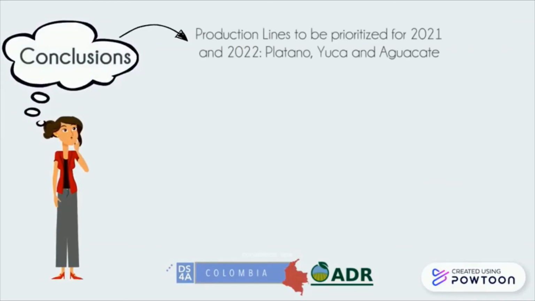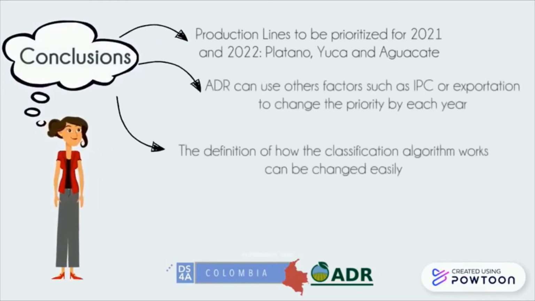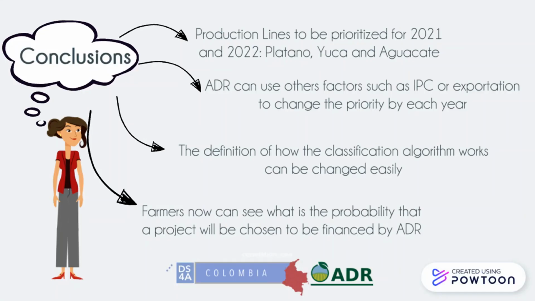And lastly, for those of you who are interested, we now know which lines should be prioritized for the next 2 years, which are plátano, yuca, and aguacate. And this is not only because of the number of projects, but because of the yields of those crops and also by the number of people those crops can benefit.